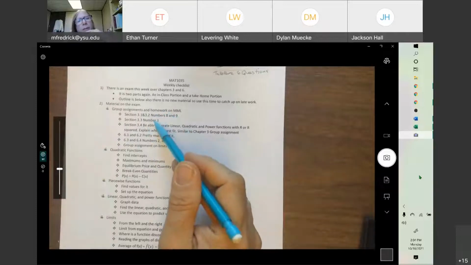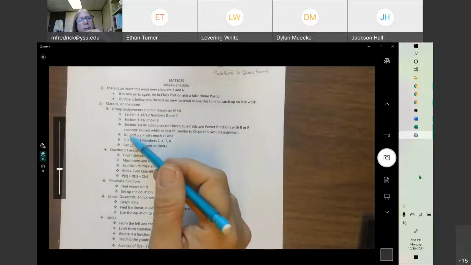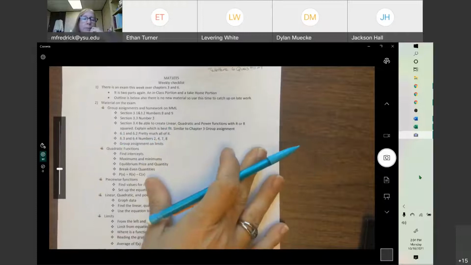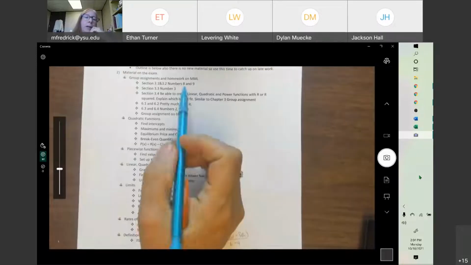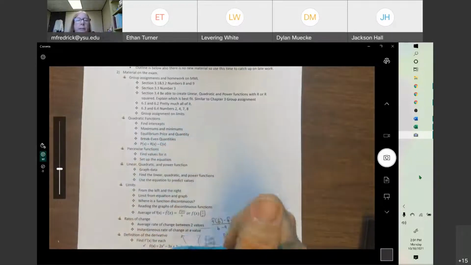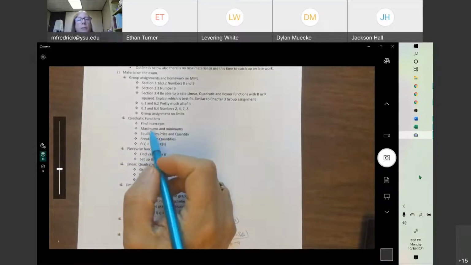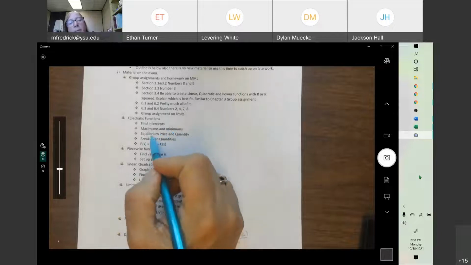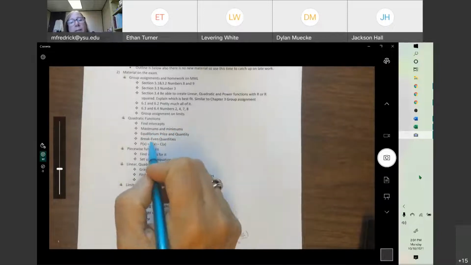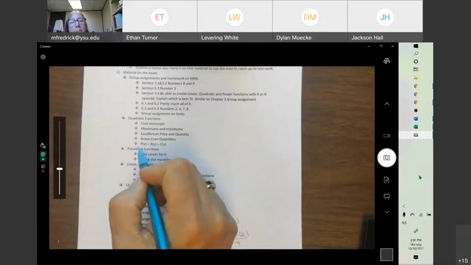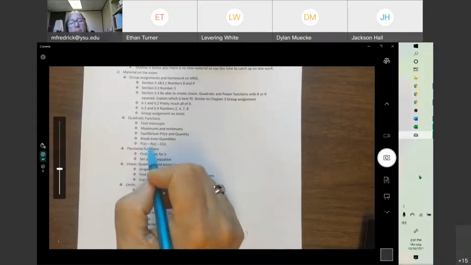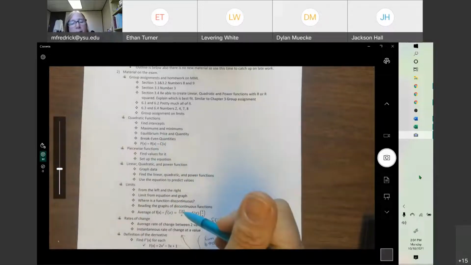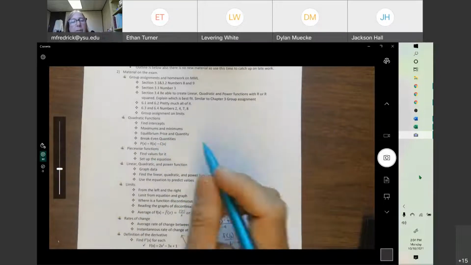We'll probably cover chapter 3 today and then 6 next class. But these are all the things that are on there. You want to make sure you know how to find a quadratic, max and min, equilibrium, price and quantity, and break even. Profit is revenue minus cost. I think I have that written somewhere else too.